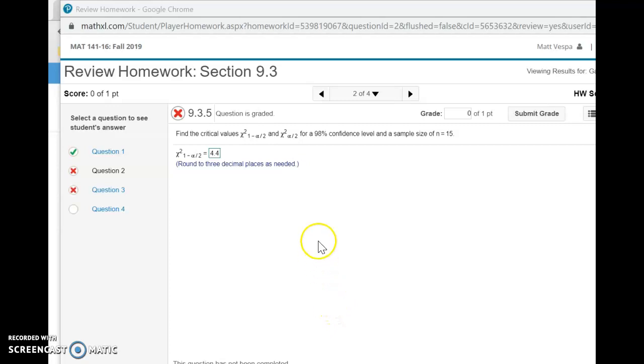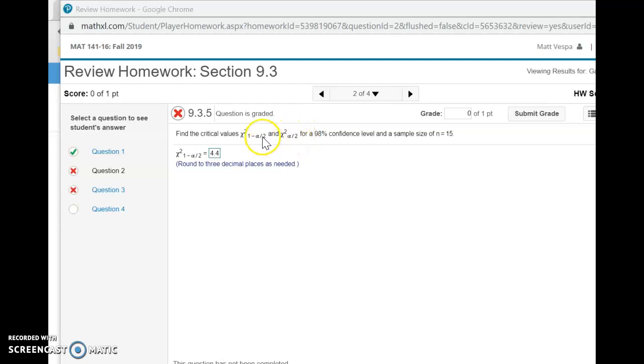So anytime we're getting critical values, right, these have to do with bounding a particular amount of area in a tail. So if you have a 98% confidence level and C is 0.98, alpha is 1 minus 0.98 or 0.02. So alpha is the total amount of area in the tails. Then alpha over 2 is 0.01, which is the amount of area in each of the tails.